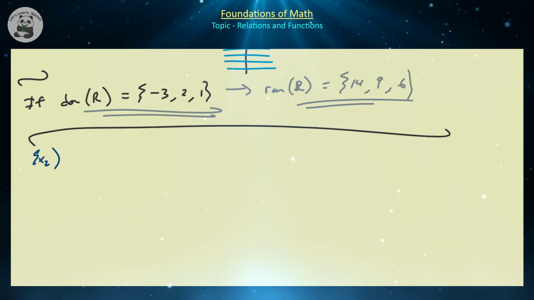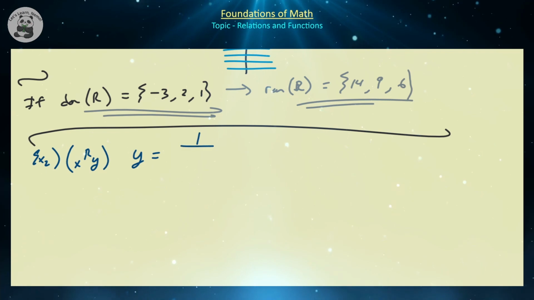Example 2. Let's assume that we have the mapping x is related to y, provided that y is equal to 1 divided by 3x minus 5.